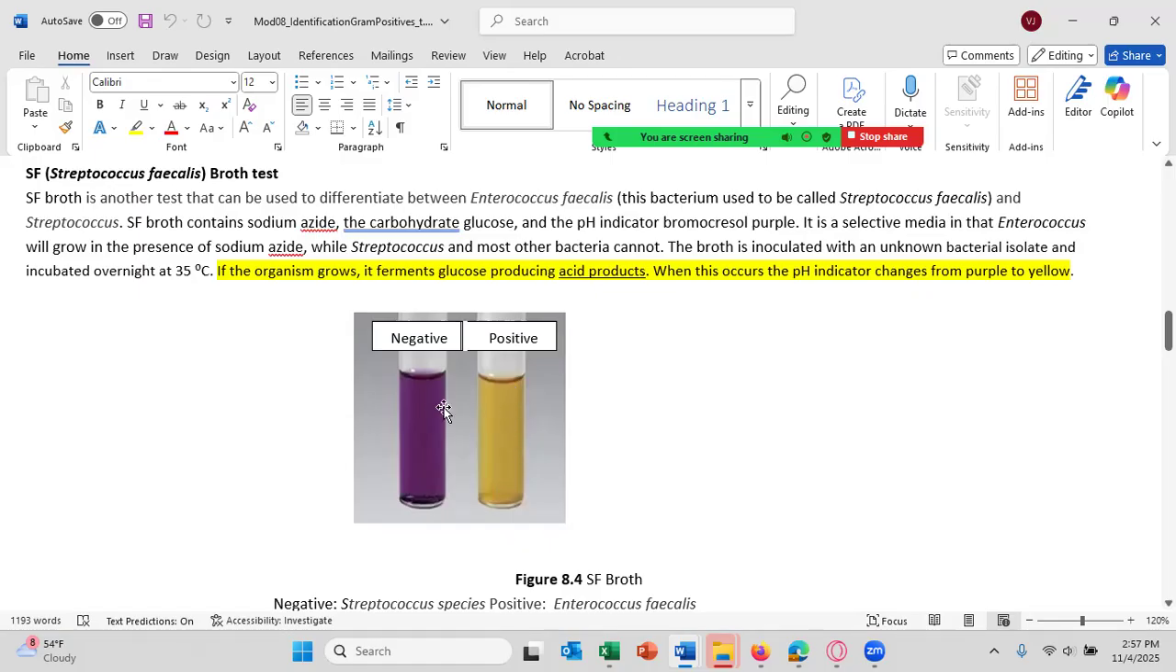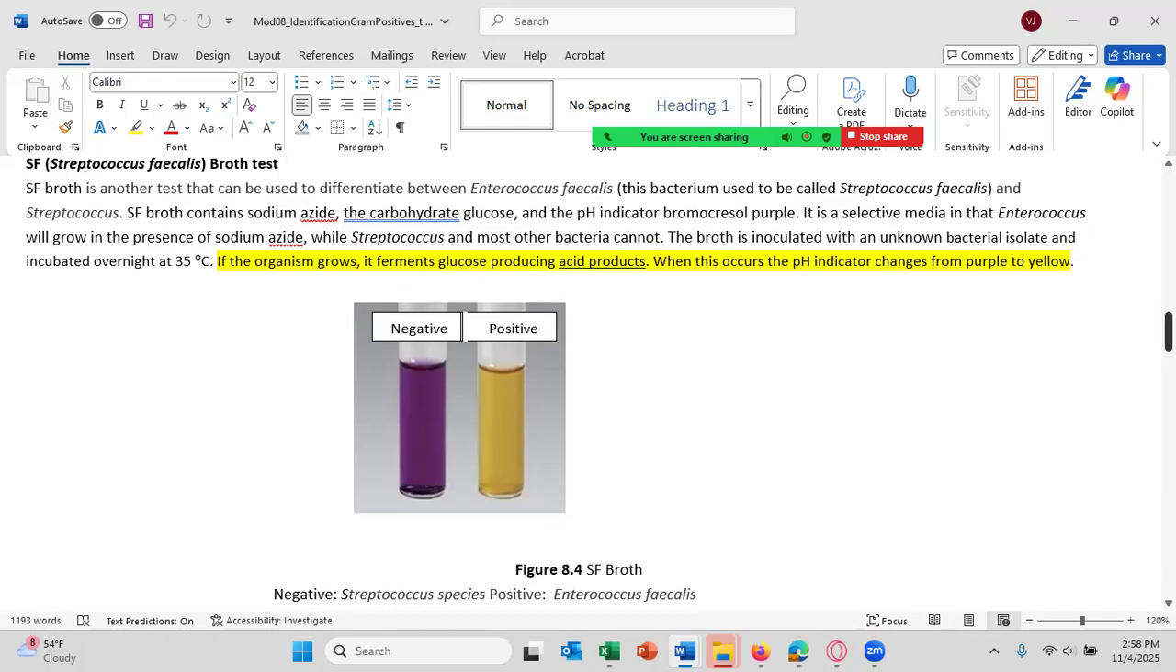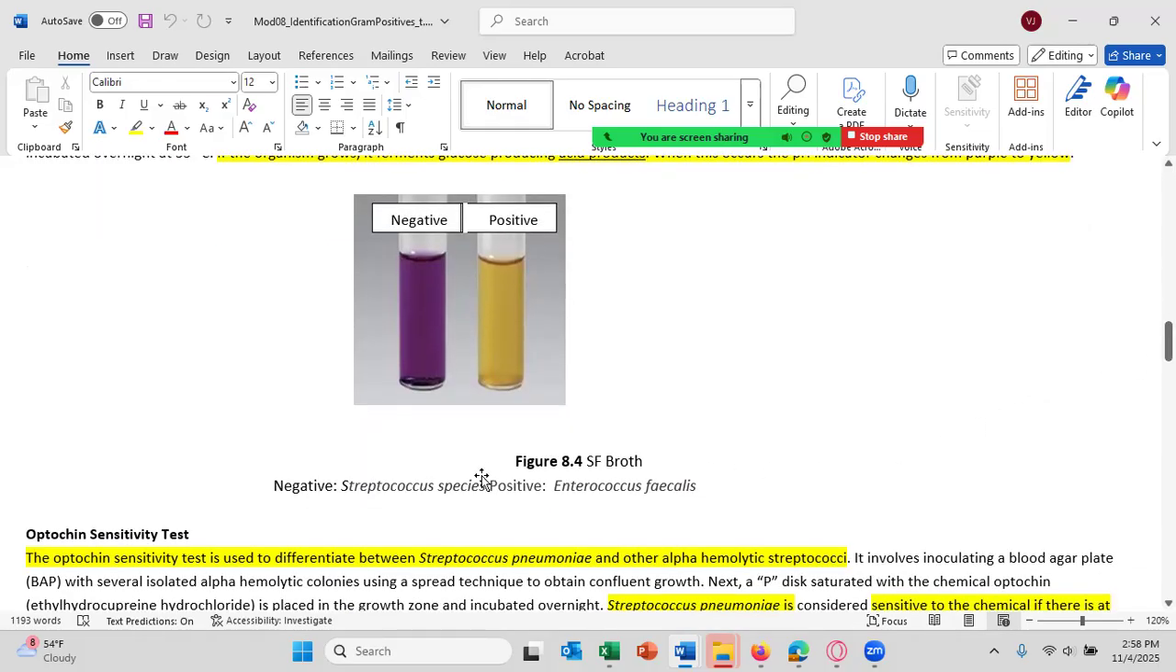So if the organism can ferment glucose, it'll be SF broth positive. If it cannot ferment glucose, it will be SF broth negative. Any question about any of that? Streptococcus species, all members of the family, are SF broth negative. Enterococcus faecalis is SF broth positive. Any question about that?